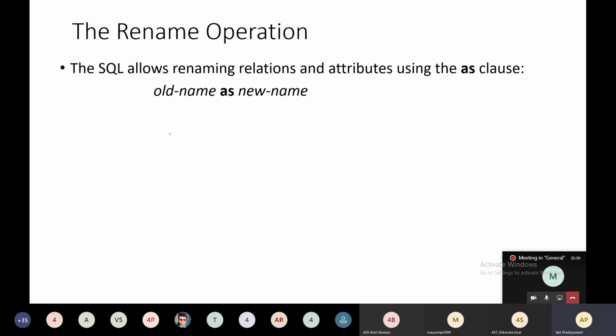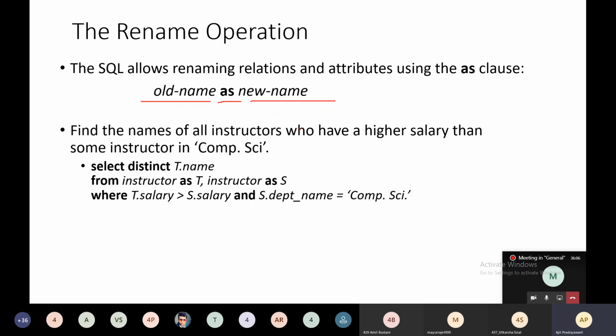So how to use the as clause? This is the simple way to use the as clause. This is the old name. Then you have to mention the as clause. And this is your new name. This is the way to use the as clause. Now just see with the help of an example how to use the as clause.